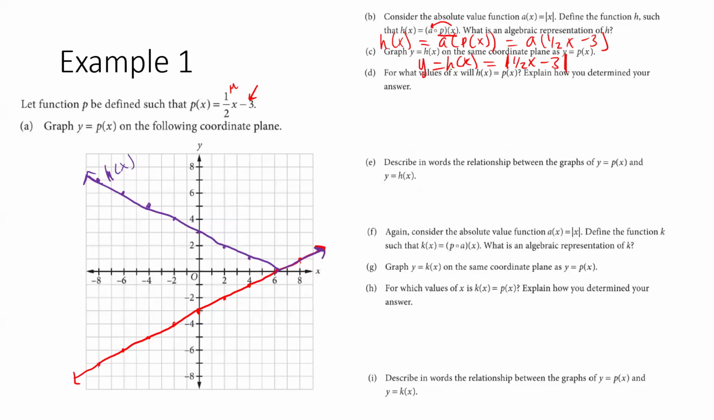So it says, for what values of x will h of x equal p of x? Well, the values of x are x when x is greater than or equal to 6. And the reason being is, where did I end up overlapping at? At when x is greater than or equal to 6. And why did those values not change? Because they were already positive.